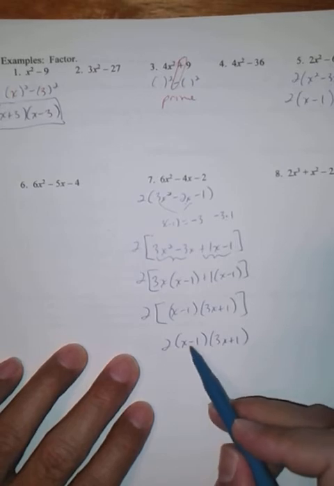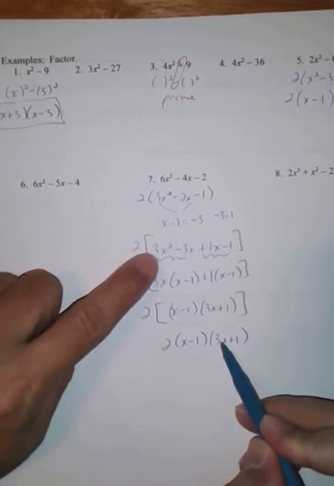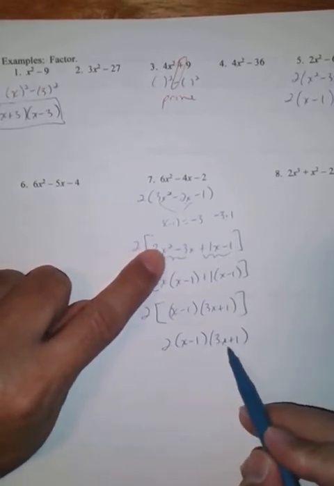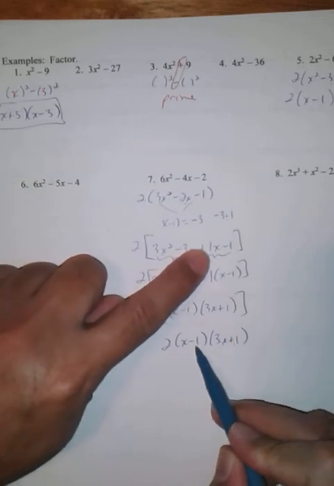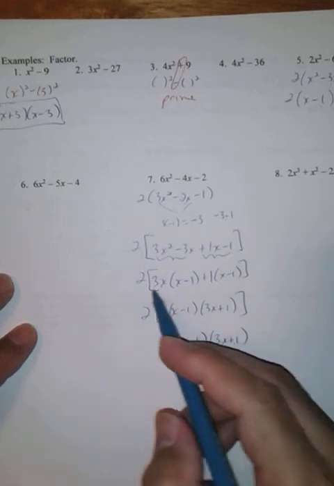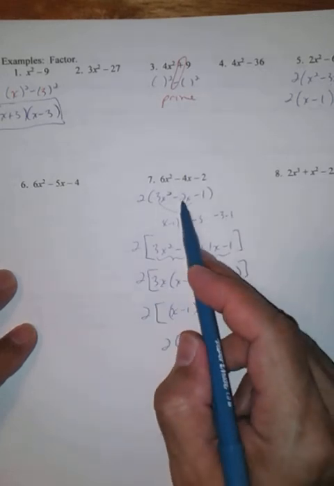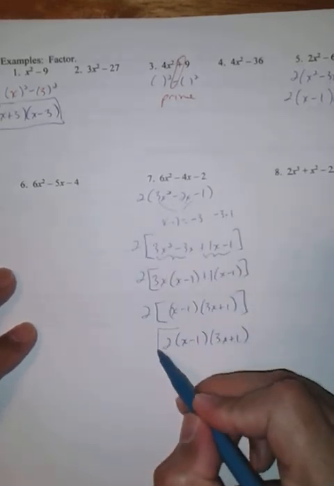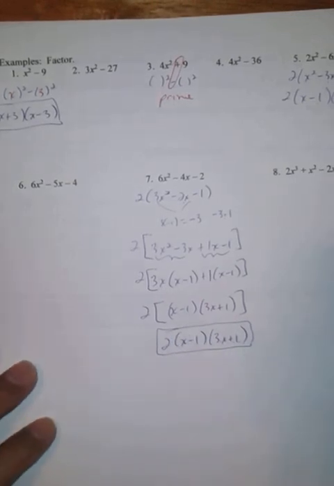In fact, let's do that. So x times 3x will be 3x squared. There it is. X times 1 will be plus 1x. Minus 1 times 3x is minus 3x. And minus 1 times 1 is minus 1. And put these together. That gives me that. And if I distribute the 2 back in, it gives me back my original. So there's my factoring.